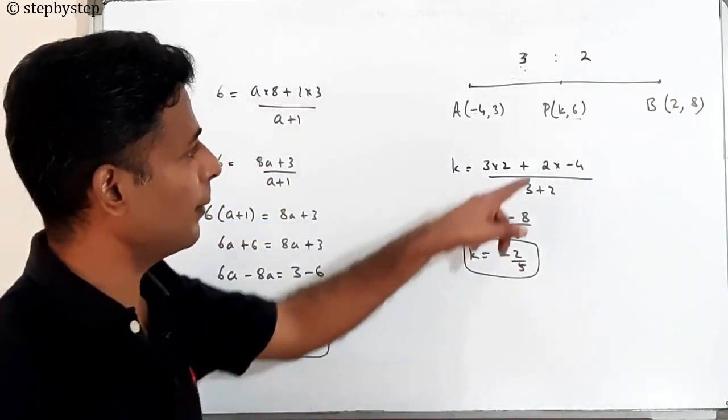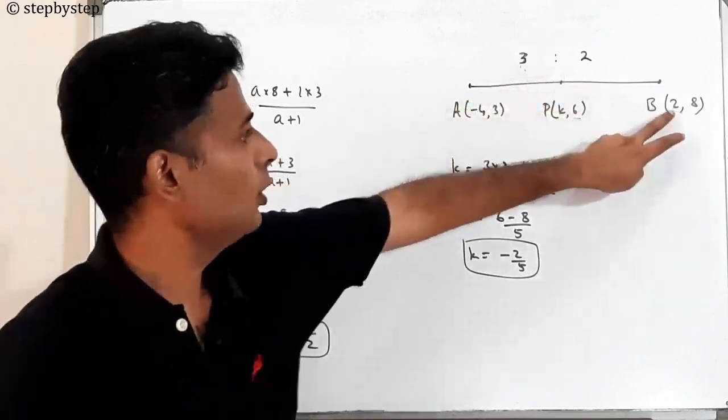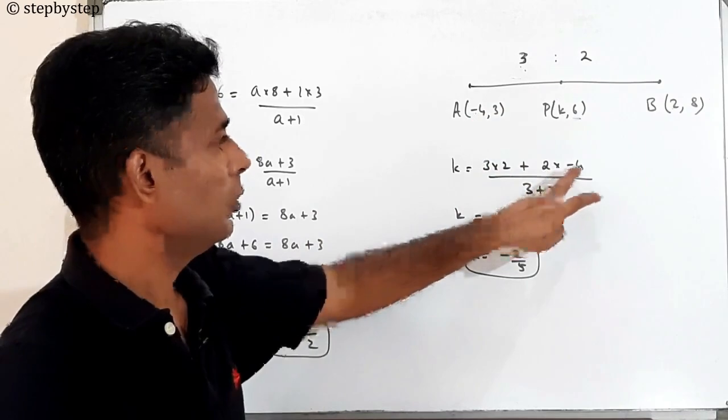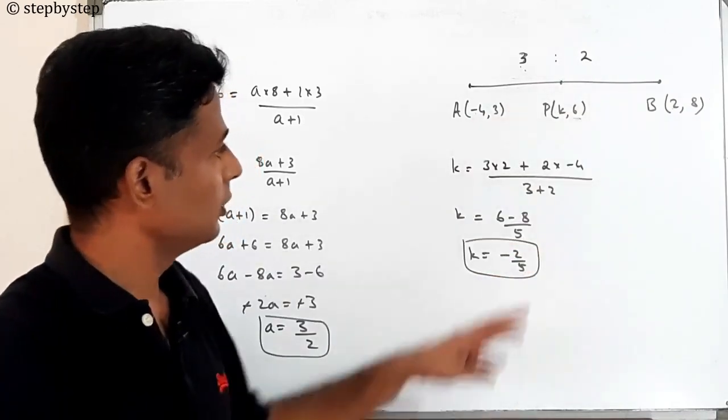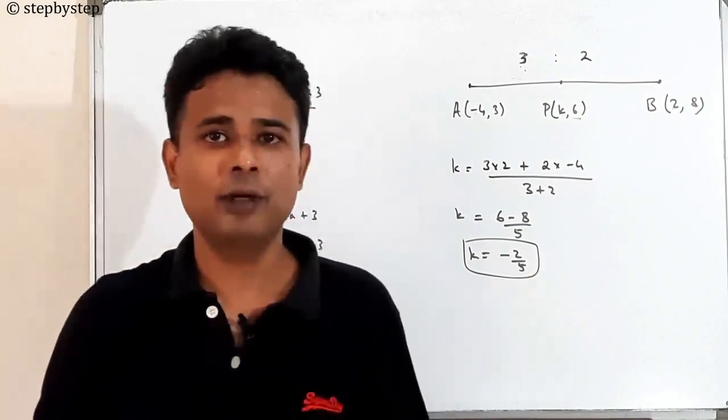So again I'll double check because we got a fraction. k equal to m into x2, that is 3 into 2, plus n into x1, that is 2 into minus 4, by m plus n. So everything is correct here. So the value of k is minus 2 by 5.